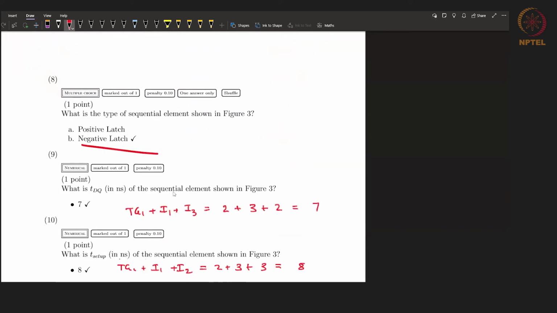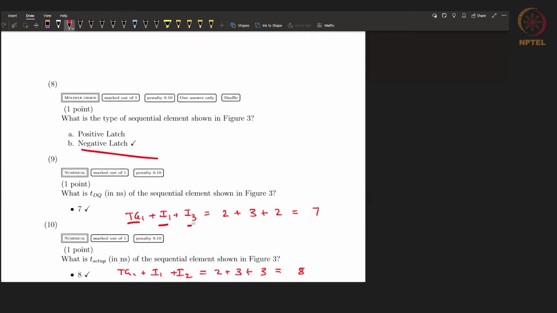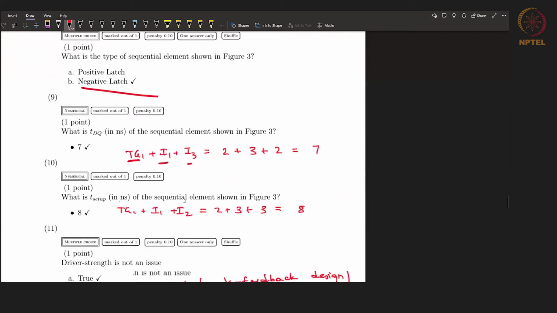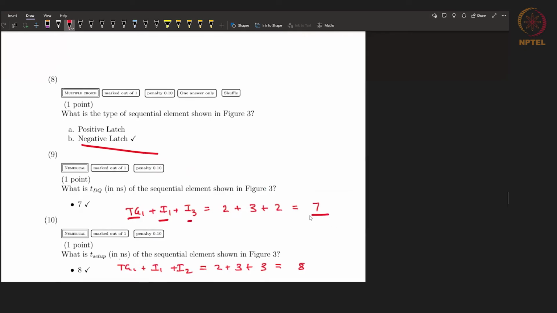What is TDQ of the sequential element shown in figure 3? So it is TG1 plus I1 plus I3. You just need to traverse the paths through which it goes, and 7 nanoseconds is the value.